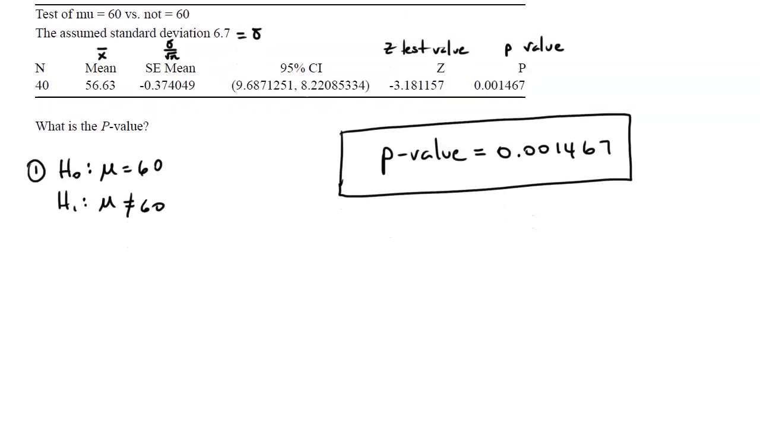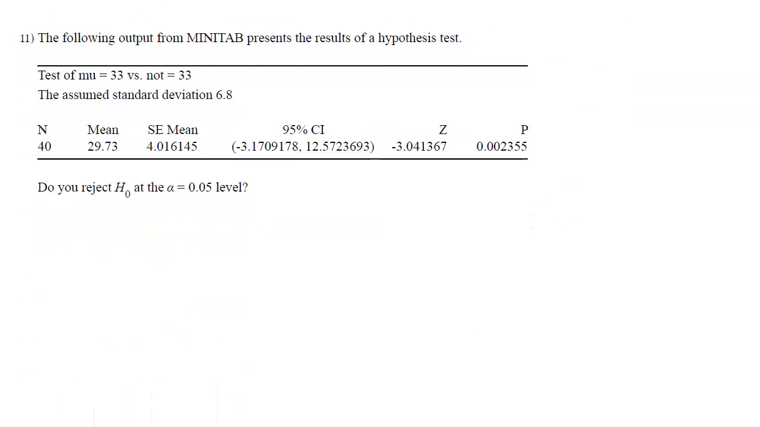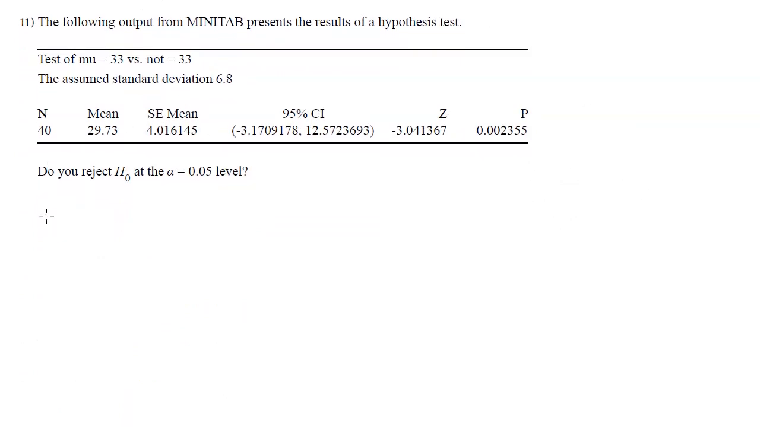Let's see if that comes up. Number 11. The following output, again, Minitab. So let's start here. The null hypothesis is that the population mean, mu, is 33. The alternative hypothesis is that the population mean is not 33. We've got n, we've got the sample mean, here's sigma, and sigma divided by the square root of n. The 95% confidence interval again. We have z and we have p.